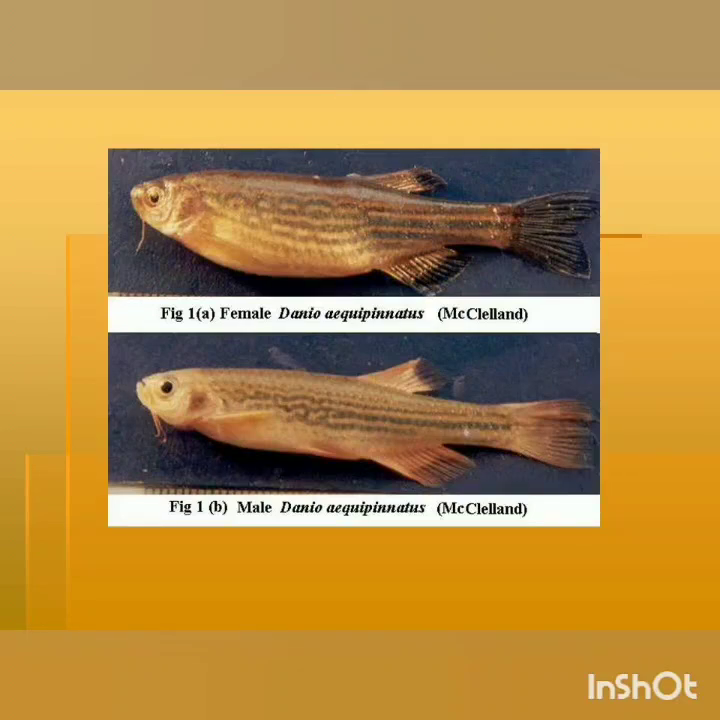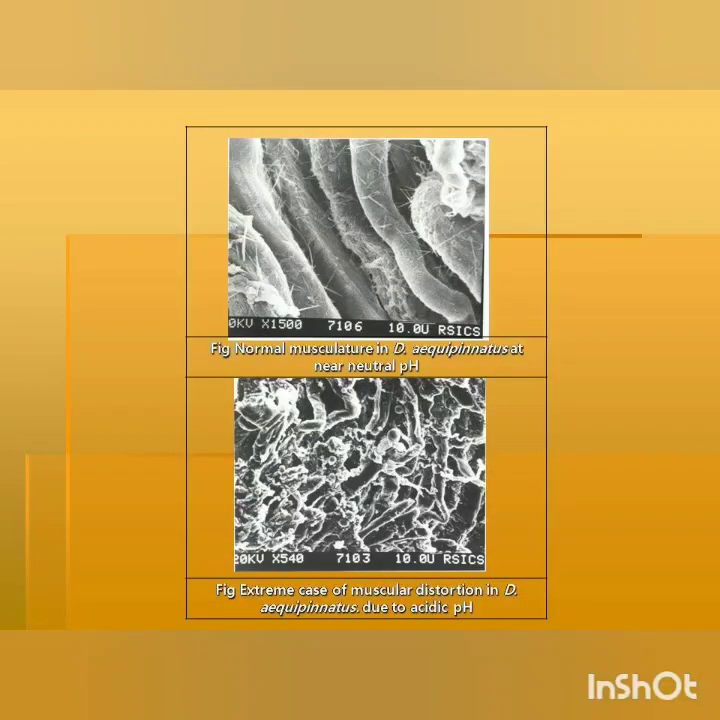This is the picture of muscle distortion in Dario equipinnatus due to acidic pH. The first one is the normal muscle. In the second one, we can see a disturbance in the muscle structure.